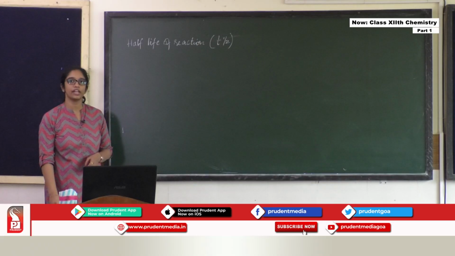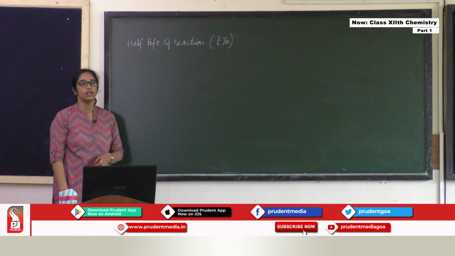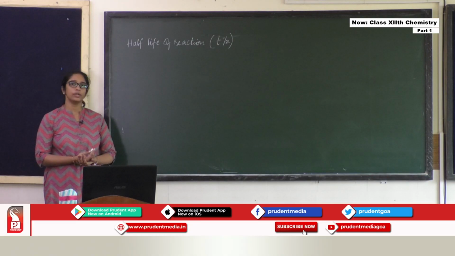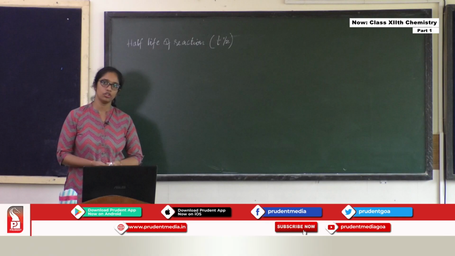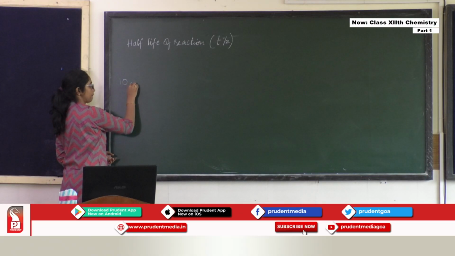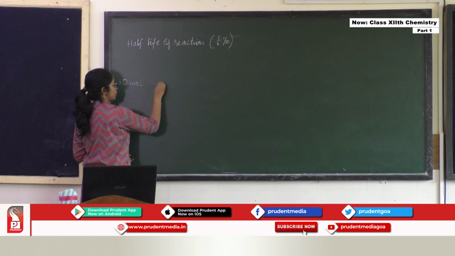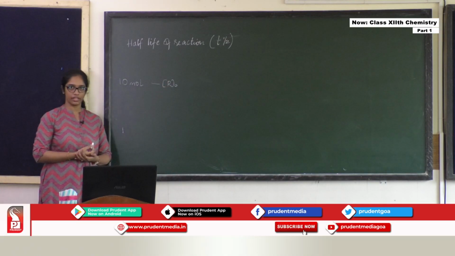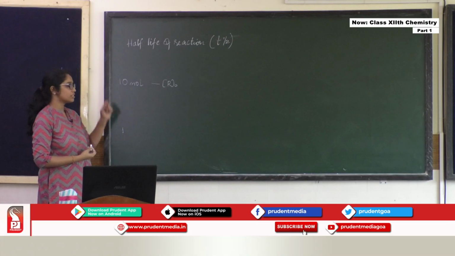Now half-life of reaction is given as T half. What is the meaning of half-life of a reaction? Suppose I start with a reaction having initial concentration of 10 moles. So let me consider this as R naught, that is initial concentration of the reactant at time 0. Suppose it is 10 moles.